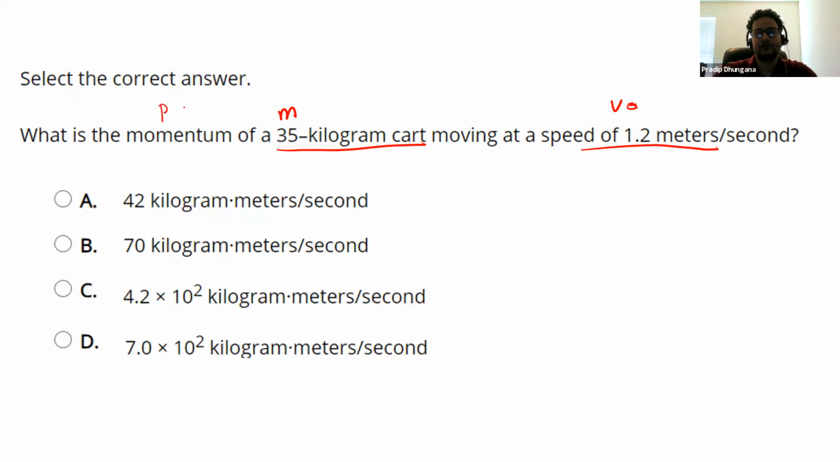This question is straightforward, so I just want to make sure that you are following me. I'll give you some time to work on this problem. I'll write the formula to calculate momentum: momentum is the product of mass and velocity. Use that information and try to solve that problem. Once you solve it, you can answer through the poll.